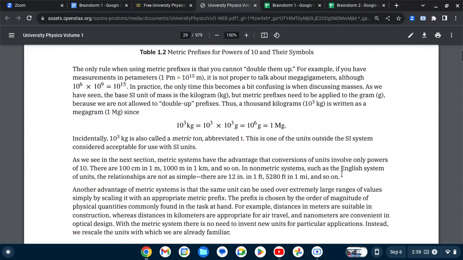The only rule when using metric prefixes is that you cannot double them up. For example, if you have measurements in petameters, it is not proper to talk about megagigameters, although 10 times 10 to the 6 times 10 to the 9 is 10 to the 15. In practice, the only time this becomes a bit confusing is when discussing masses. As we have seen, the base SI unit of mass is the kilogram, but metric prefixes need to be applied to the gram. Because we are not allowed to double up prefixes, 1,000 kilograms is written as a megagram.